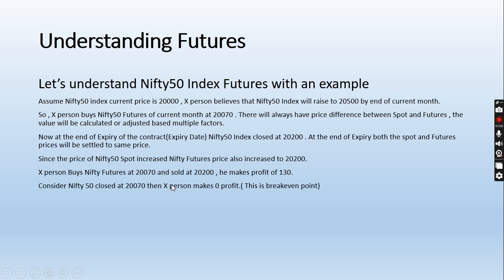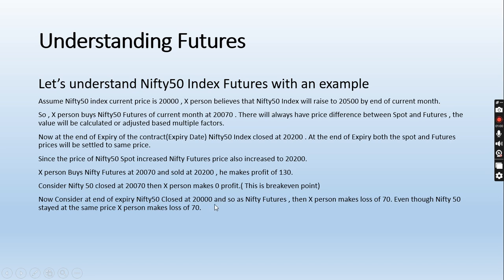What if the market closes at 20,070 rupees itself? That means the person does not make any profit or loss here. So this point we call a break-even point for any trade. For the trade which person X has taken with a premium of 70 rupees, that 70 plus the spot price, when you add it, will be the break-even point for that person, the point where the trader will not make any money.